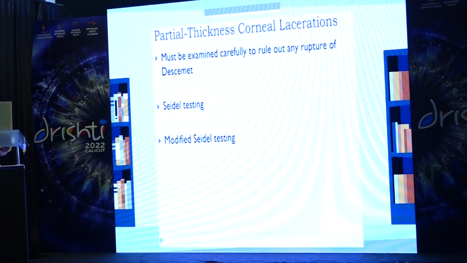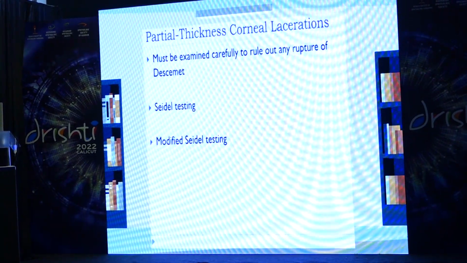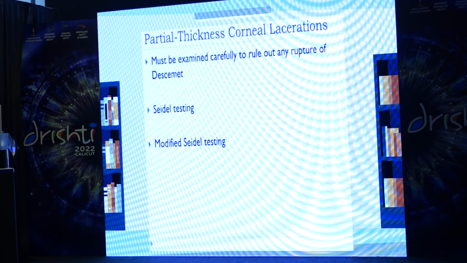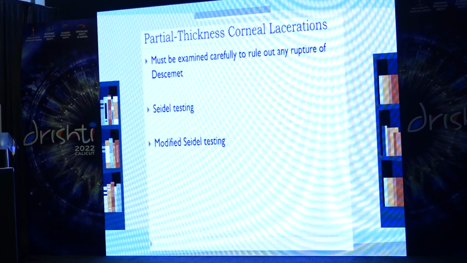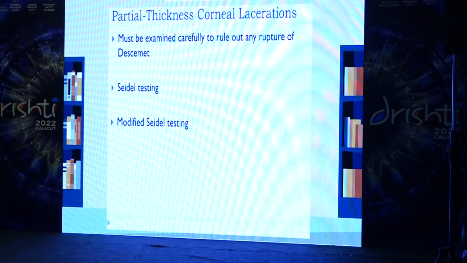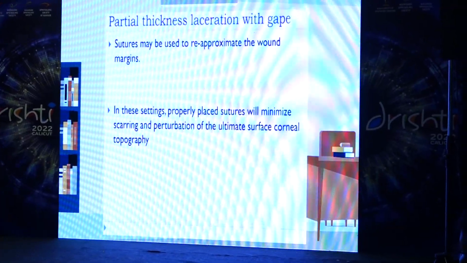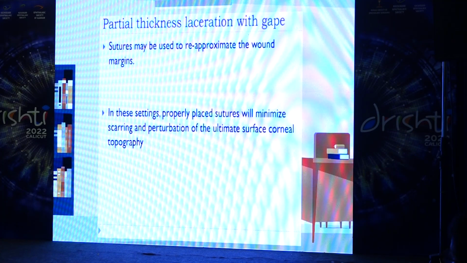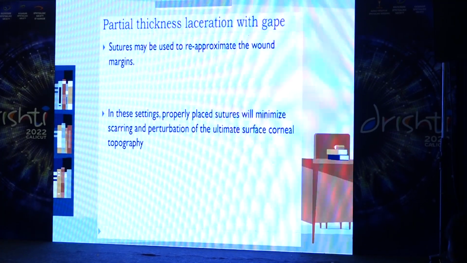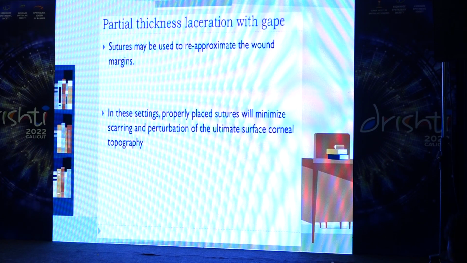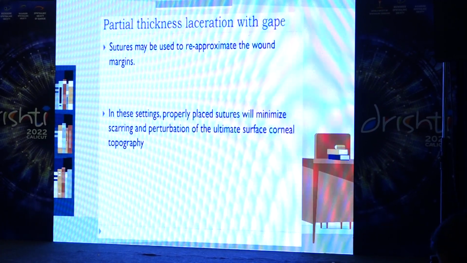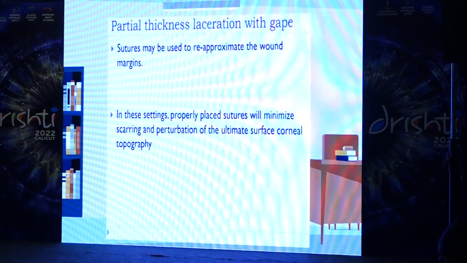So a corneal tear can be a partial thickness or full thickness. Seidel should be done in every suspected case, and modified Seidel using gentle compression should also be done in all cases. Even with a partial thickness corneal tear, it's always better to do suturing because it reduces the astigmatism and maintains the topographic relationship. So it is always better to suture if it is near the visual axis.